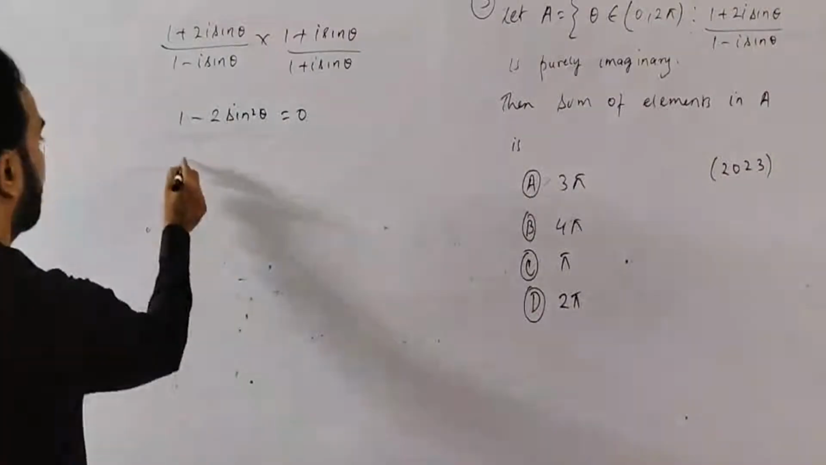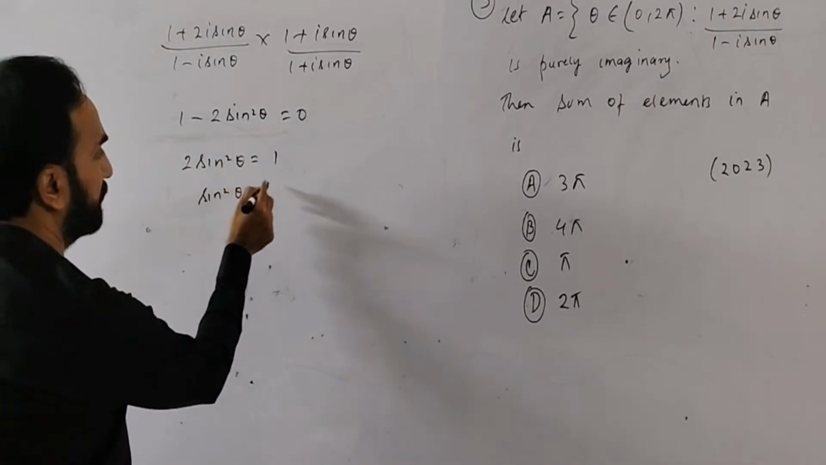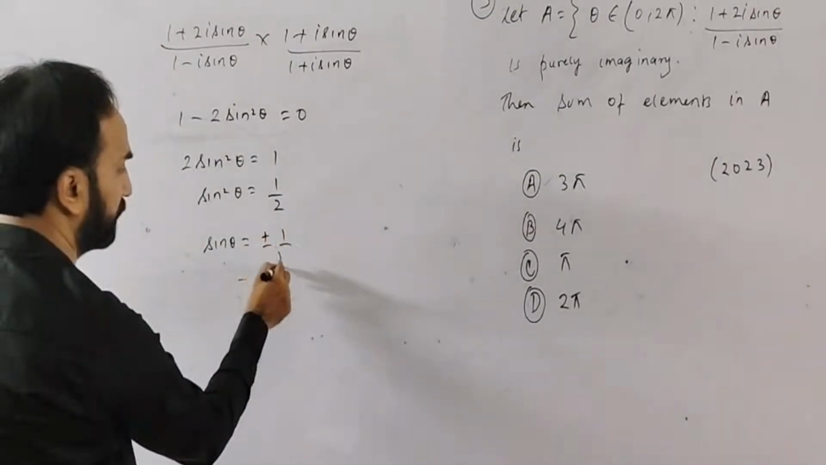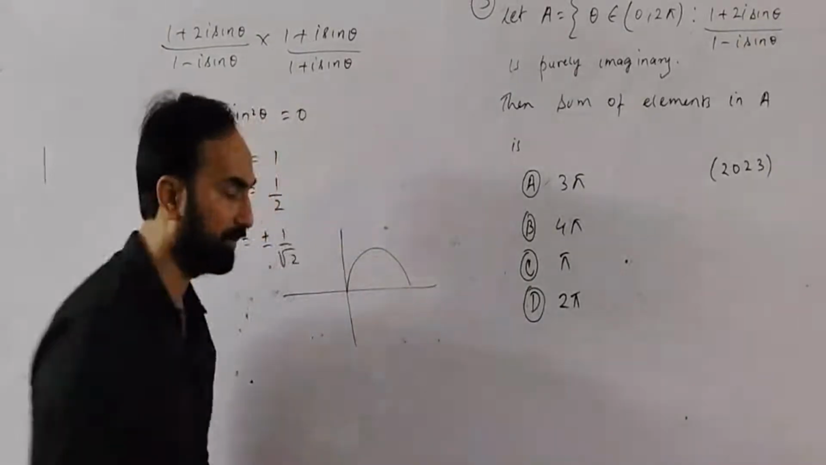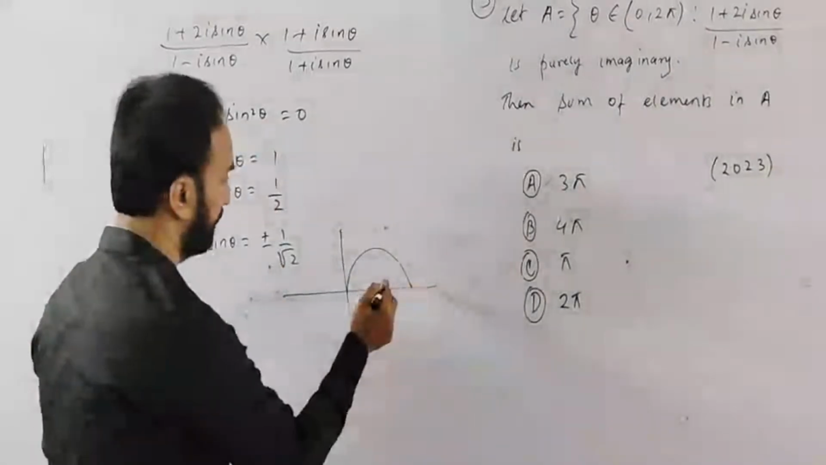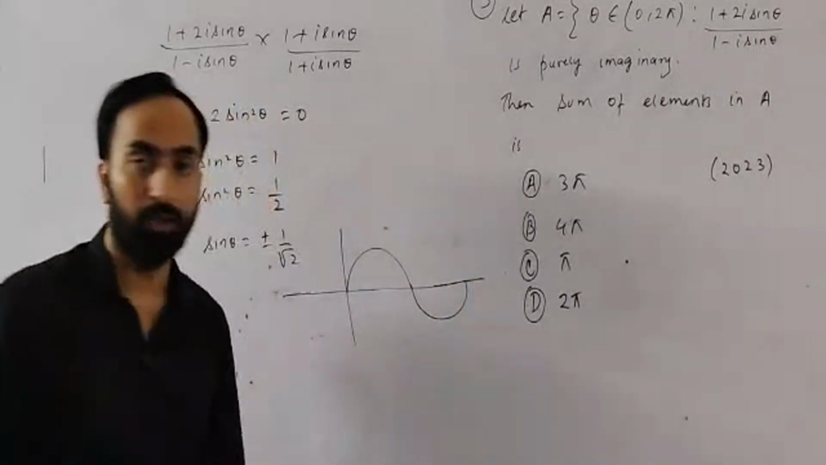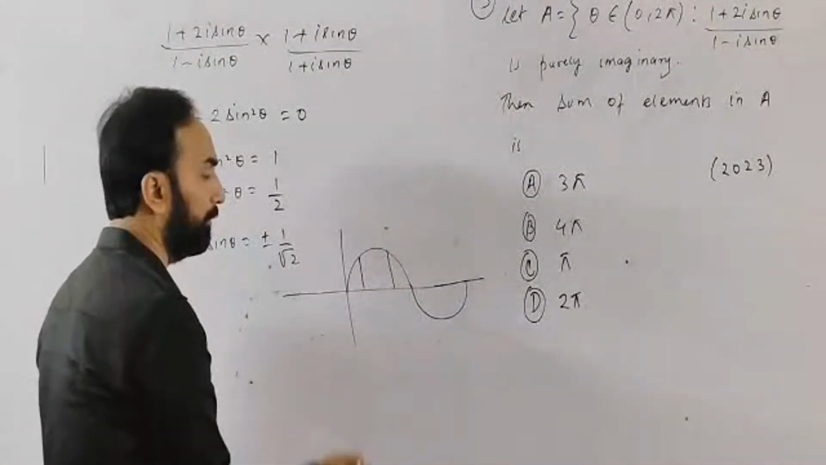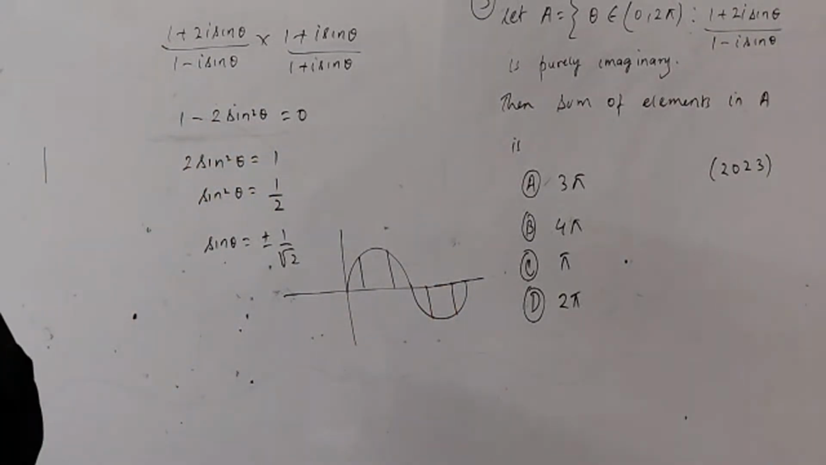Now this can be written as 2 sin square theta is equal to 1, and that gives us sin square theta is equal to 1 by 2, or sin theta is equal to plus minus 1 by root 2. Now it is not 0 to pi, it is 0 to 2 pi. So in 0 to 2 pi, how many values will we get? Sin 45 we know, so that is pi by 4, 3 pi by 4, 5 pi by 4, and 7 pi by 4. Correct? So these are the values of theta I will get.